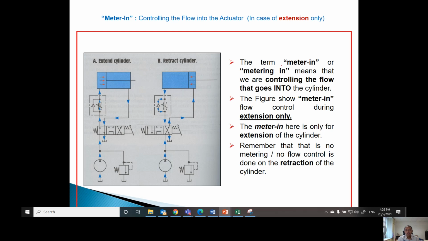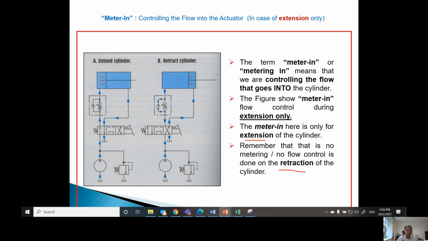Okay, let me just read this one first. The term meter in means that you are controlling the flow that goes into the cylinder. That is the basic definition of meter in. It means you throttle the flow, or you control the speed of the piston by controlling the flow rate that goes into the cylinder. In this case, meter in is only applicable during extension. There is no metering, no throttle, no flow control done during retraction.